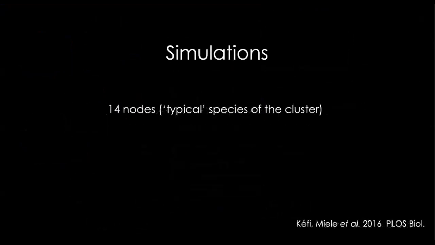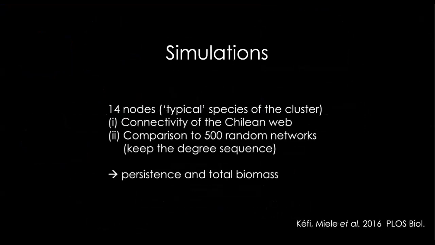So we start with 14 nodes that are a typical species of a cluster. And we're going to run simulations where the connectivity of the Chilean web is maintained, and in which the non-trophic layers are randomized. So for each simulation, we're going to keep the food web layer constant, and we're going to randomize the facilitative, the positive non-trophic, and the negative non-trophic layer by keeping the degree sequence identical.